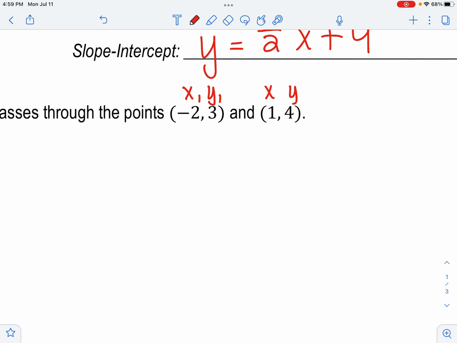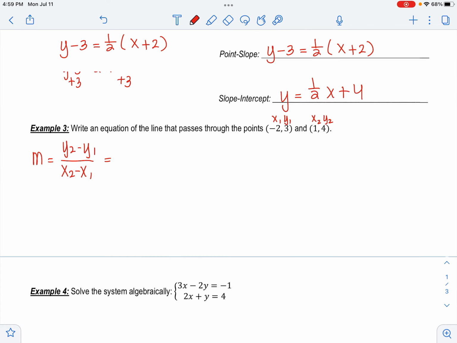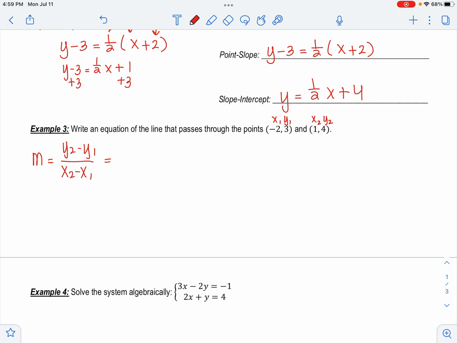So the first one is 1 and 1. This one's 2 and 2. All right, y2, which is 4, minus y1, which is 3, over x2, which is 1, minus x1, which is a negative 2. So instead of writing minus a negative, I'm going to turn that into plus. So we have 1/3. So now we have our slope is a third. And now we can use either point to write the equation of line. So I'm just going to use this point right here.